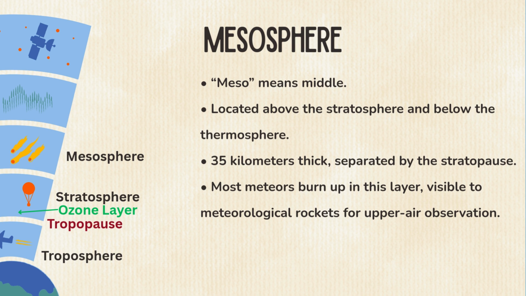The mesosphere, whose name comes from the word meso, meaning middle, is the layer of the atmosphere that lies above the stratosphere and below the thermosphere. It is about 35 kilometers thick and is separated from the stratosphere by the stratopause, the transition boundary between the two layers. This region is particularly important because it is where most meteors entering Earth's atmosphere burn up, creating the bright streaks we see as shooting stars. Additionally, meteorological rockets are often sent into the mesosphere to carry out upper air observations, providing valuable data for atmospheric research.